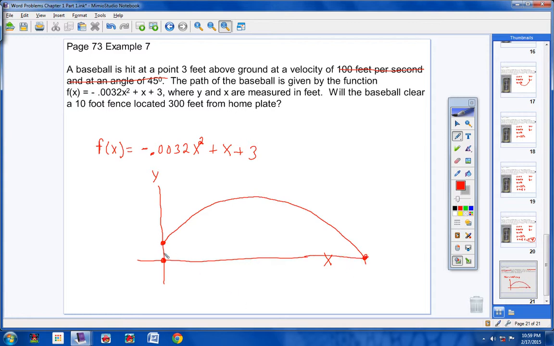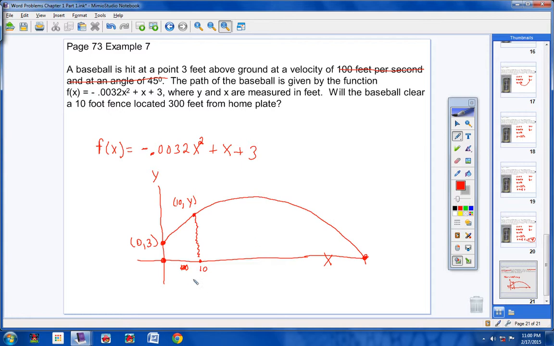Now, how far up is the ball hit? 3 feet. 3 feet. That means this ordered pair right here is 0, 3. Do you not see what to do, guys? Let's say I want to know how far the ball is right here, and let's pretend that's over 10 feet. If I want to know how high the ball is right here, and this number right here is 10. Guys, you know what to do. You put 10 in for x, and you get out your y.